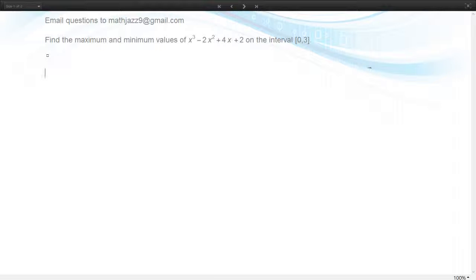the derivative is going to be 3x squared minus 4x plus 4.